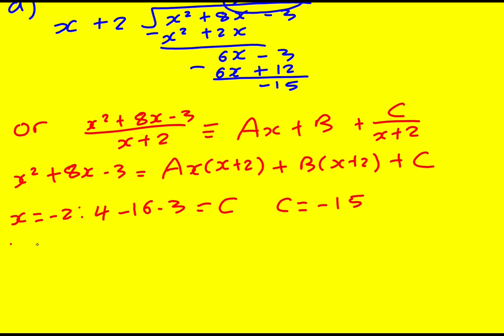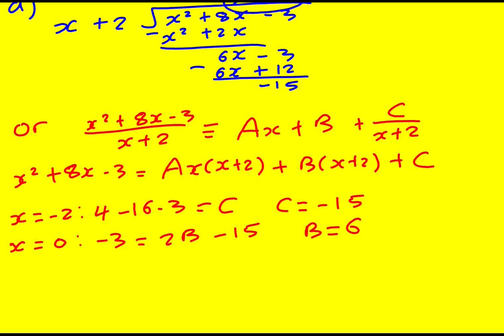Then I'll go with x equals 0. So I'll get minus 3 is equal to 2b, and then minus 15, I can substitute that c in now that I've already calculated. Add 15, that's going to give me 12. So 2b is 12, so b is equal to 6.